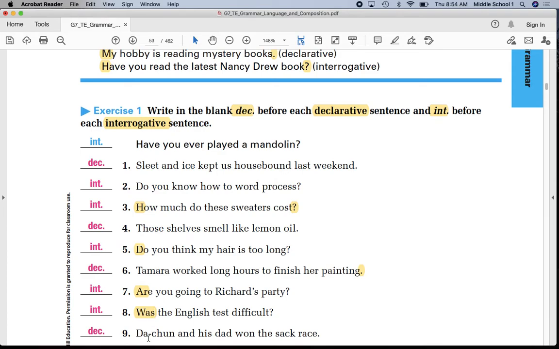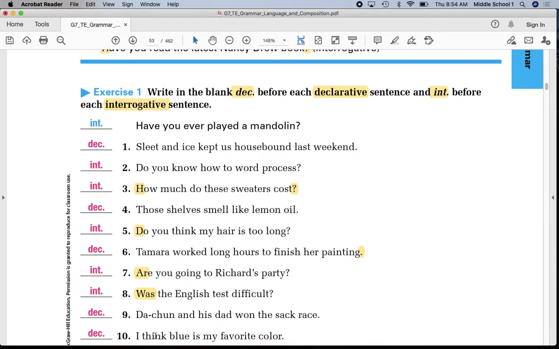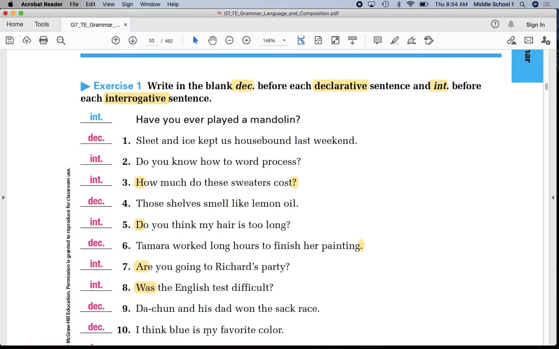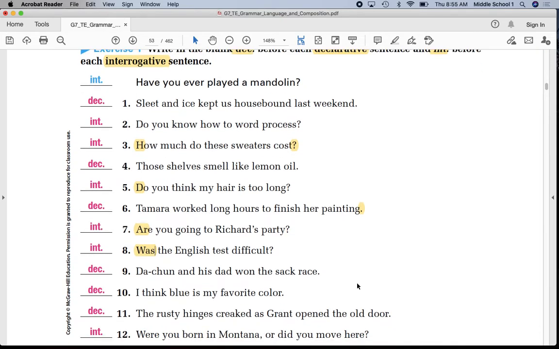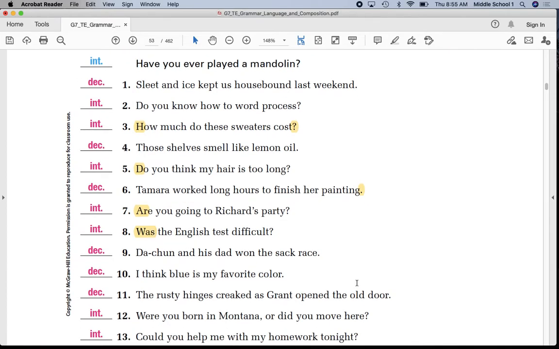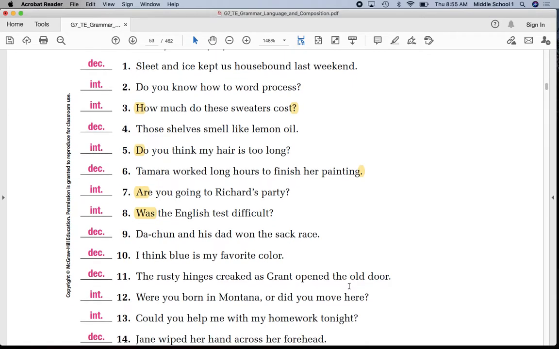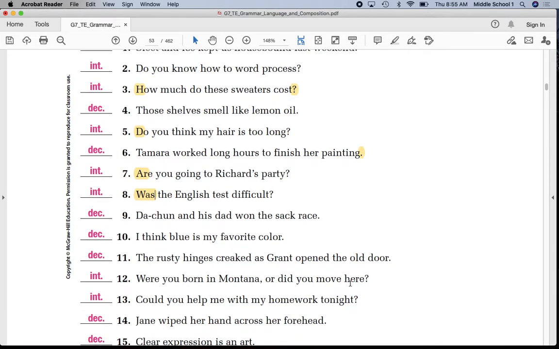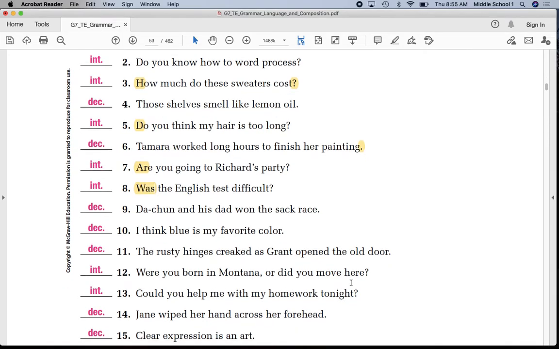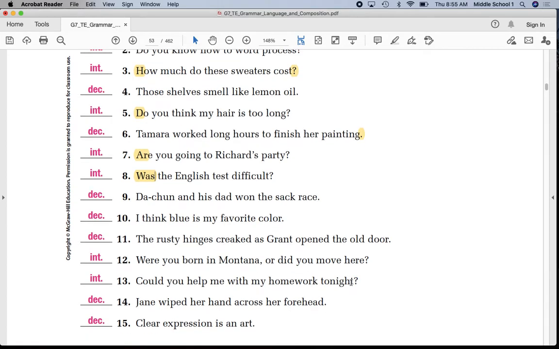Number 9, Dechun and his dad won the sack race. Declarative. Number 10, I think blue is my favorite color. Declarative. 11, the rusty hinges creaked as Grant opened the door. Declarative. 12, were you born in Montana or did you move here? Interrogative. 13, could you help me with my homework tonight? Question mark, interrogative. 14, Jane wiped her hand across her forehead. Declarative. 15, clear expression is an art. Declarative.